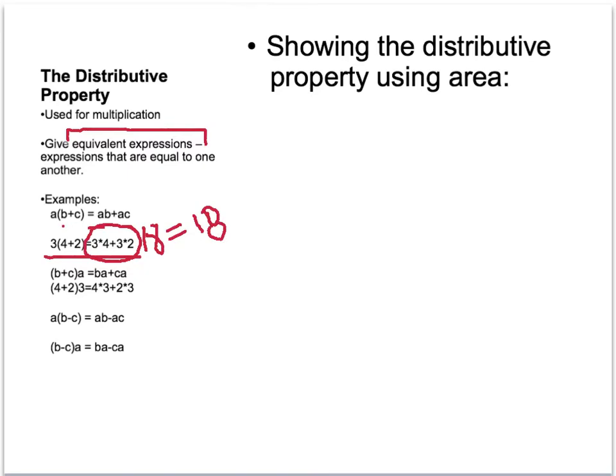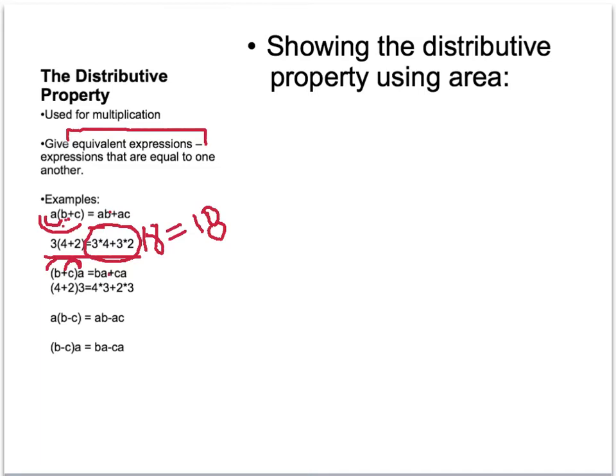Now what I have up here is I have letters. I have A times the sum of B plus C. Well, if I'm doing A times the sum of B plus C, pretty much I have to do A times B plus A times C. So the equivalent expression would be A times B plus A times C. Same deal if I have the sum of B plus C times A. My equivalent expression would be B times A plus C times A. So that's my equivalent expression.